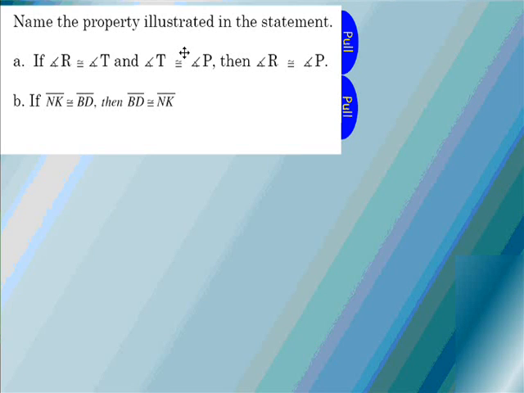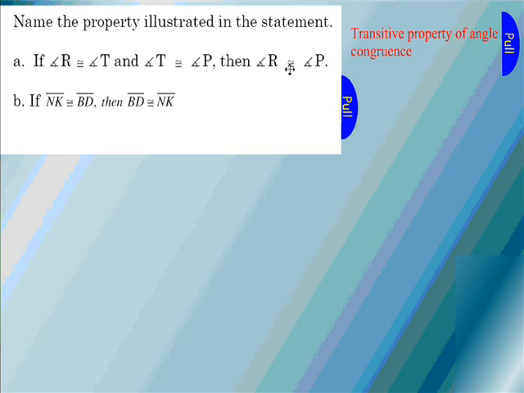All right, we need to name the properties illustrated in this statement. What is this first property right here? I'm pausing so you can say it out loud at home. All right, this is my if and then property, which means that it is my transitive property. And since we're talking about angles and we're talking about congruence, it is my transitive property of angle congruence. And then in B, which property is this?